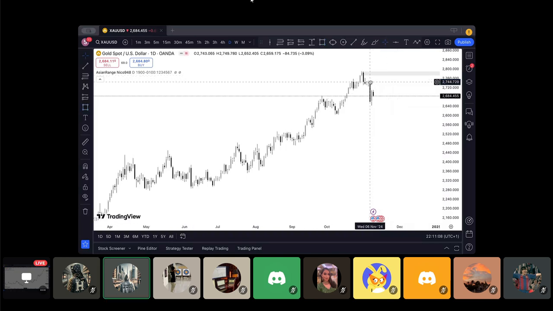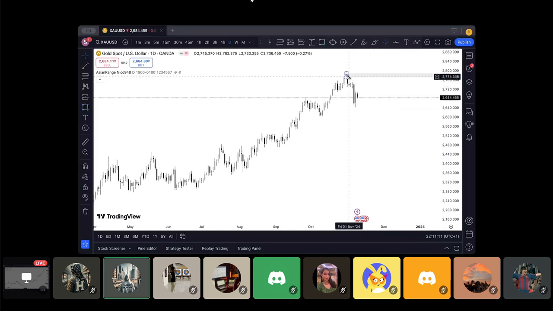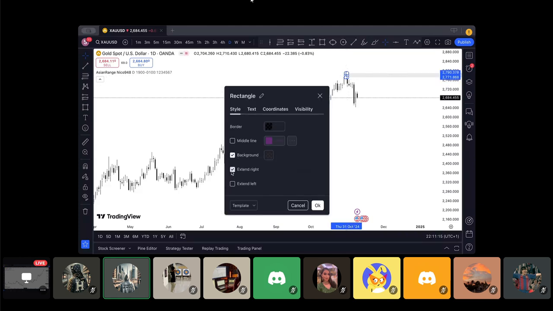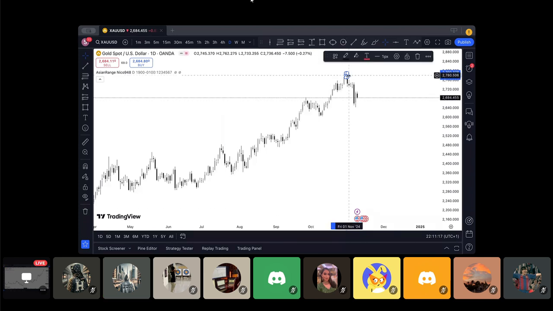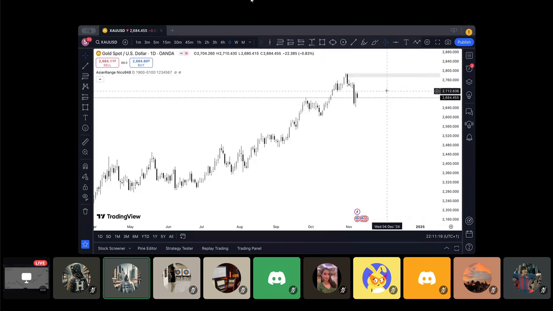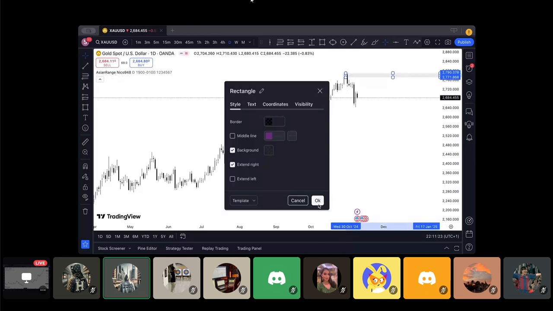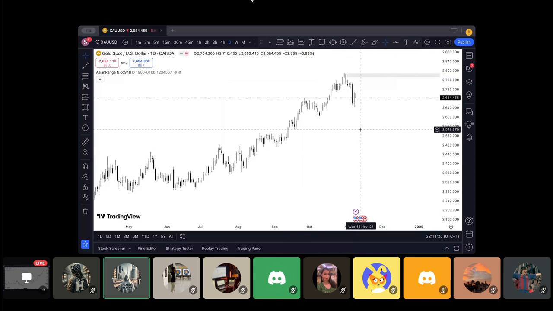And then I like to mark my order block like this. I know many people like doing it short. The reason why I like to extend it to the right is that sometimes price may come here and tap the POI several times, so you don't have to draw it again and again. So I like to keep it like that.